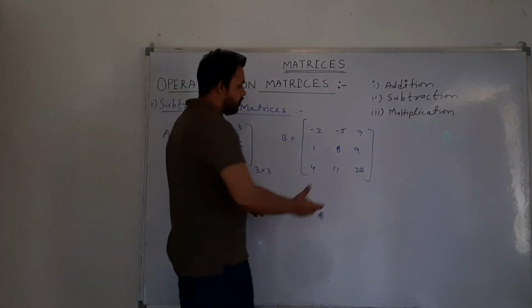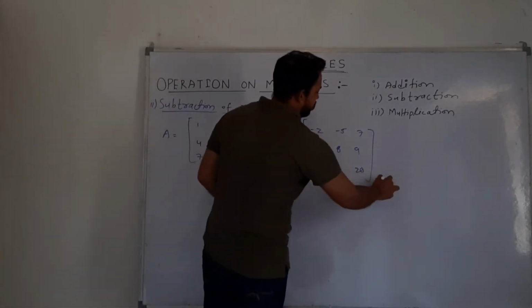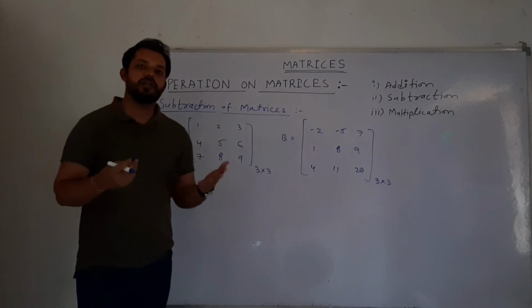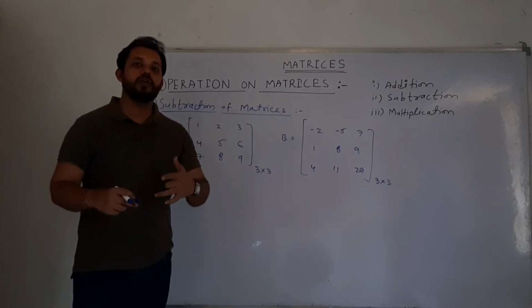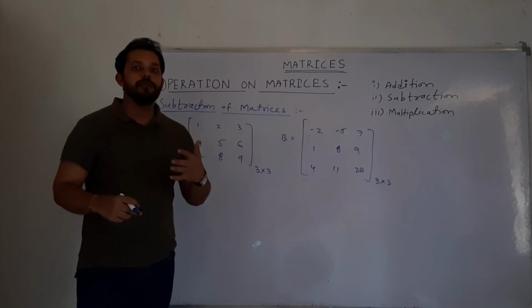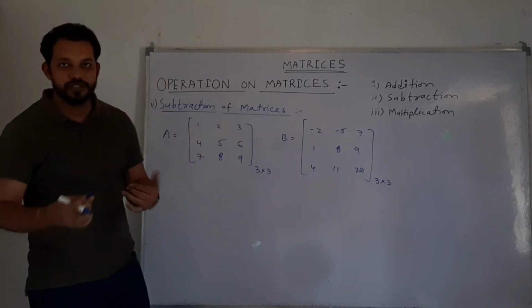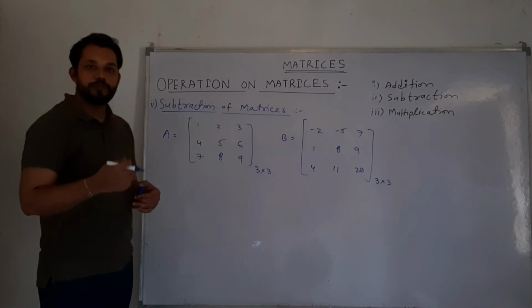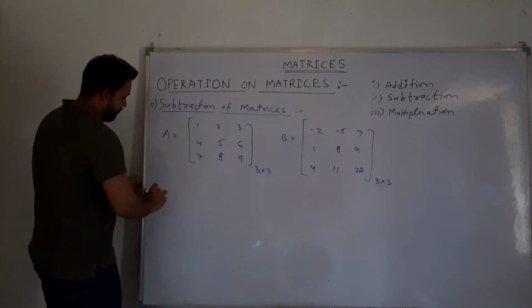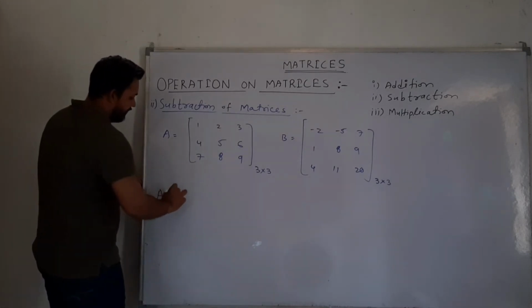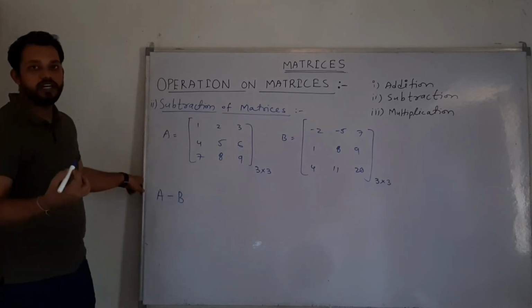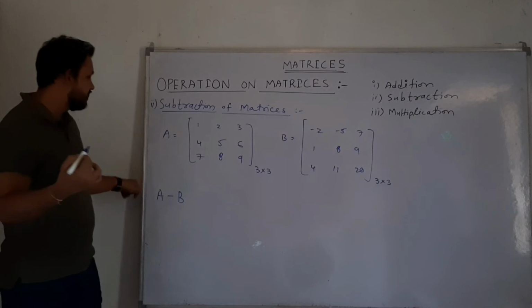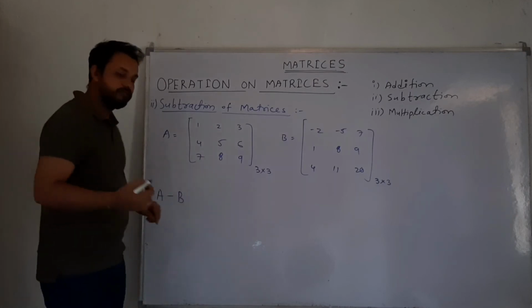Again in this case, the order of the matrix is 3 cross 3. Hence the order of the two matrices is the same, so the operation of subtraction can be performed in this situation. So how to do subtraction? We will write A minus B. On doing subtraction, we will get a third matrix, that is A minus B.